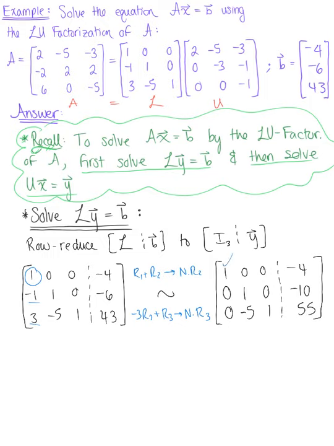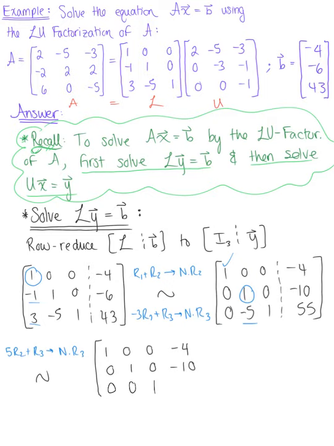So our first column is all set, and we move to our second pivot. We want to use this to eliminate the entry below it. So we have 5 times the second row plus the third row to get our new third row. And so this is equivalent to the matrix 1, 0, 0, negative 4, 0, 1, 0, minus 10. And last but not least, we have 0, 5 minus 5 is 0, 0 plus 1 is 1. And then we have minus 50 plus 55 to leave us with 5.